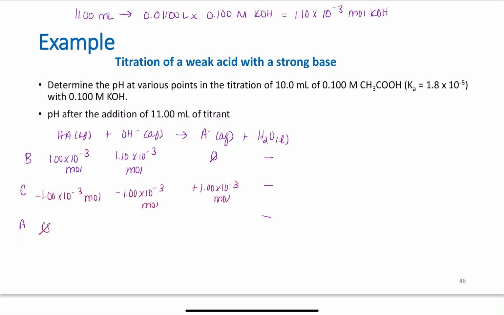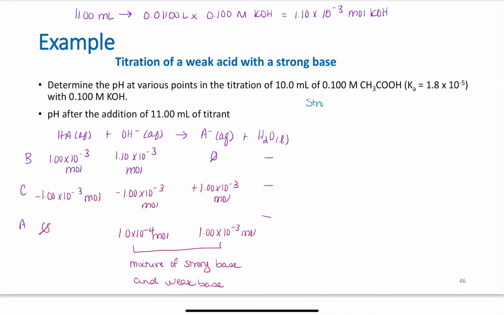After the neutralization reaction, I don't have any weak acid left. I have 1 times 10 to the minus fourth mole of strong base and 1 times 10 to the minus third moles of my weak base. So here I've got a mixture of strong base and weak base. How do I find pH? Well, here's the trick. Your strong base will control the pH of the system.